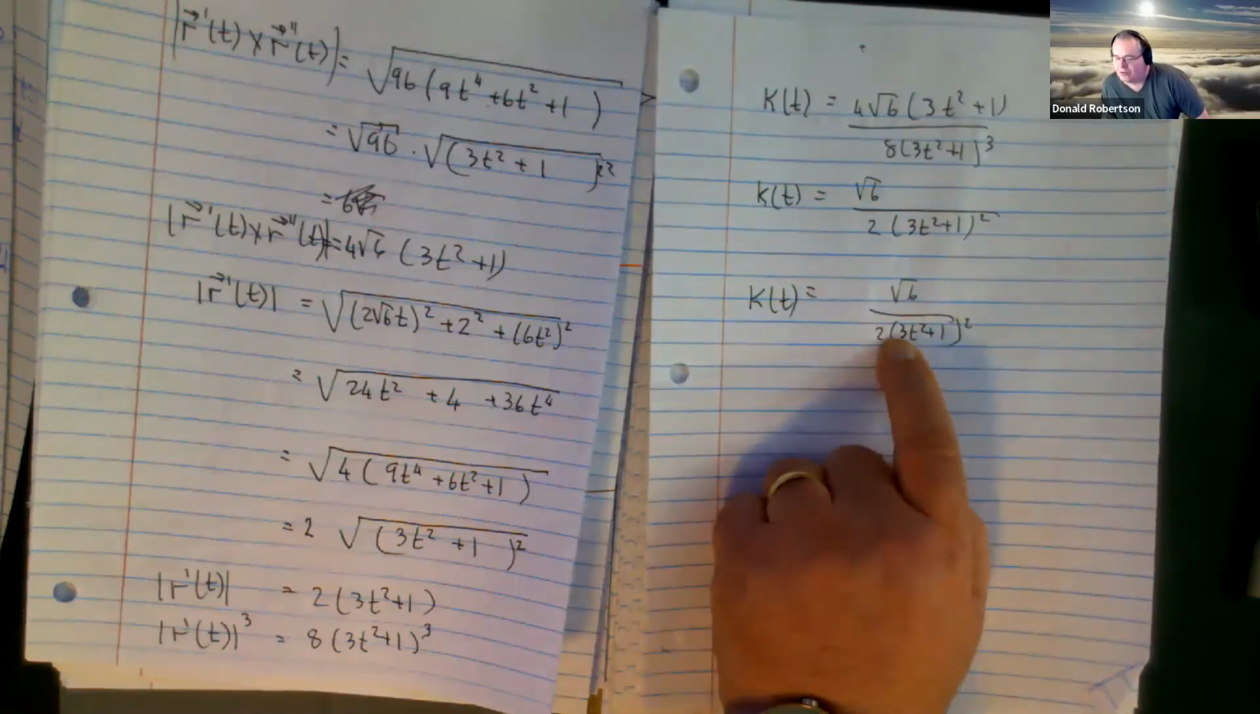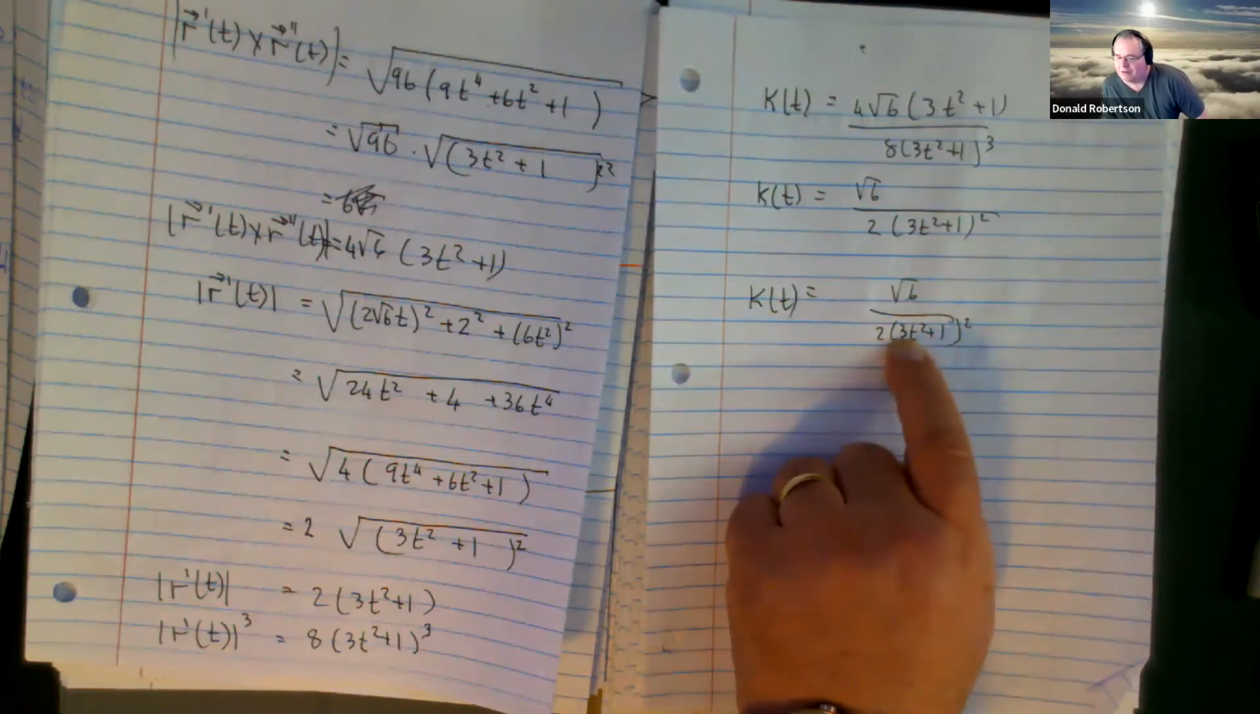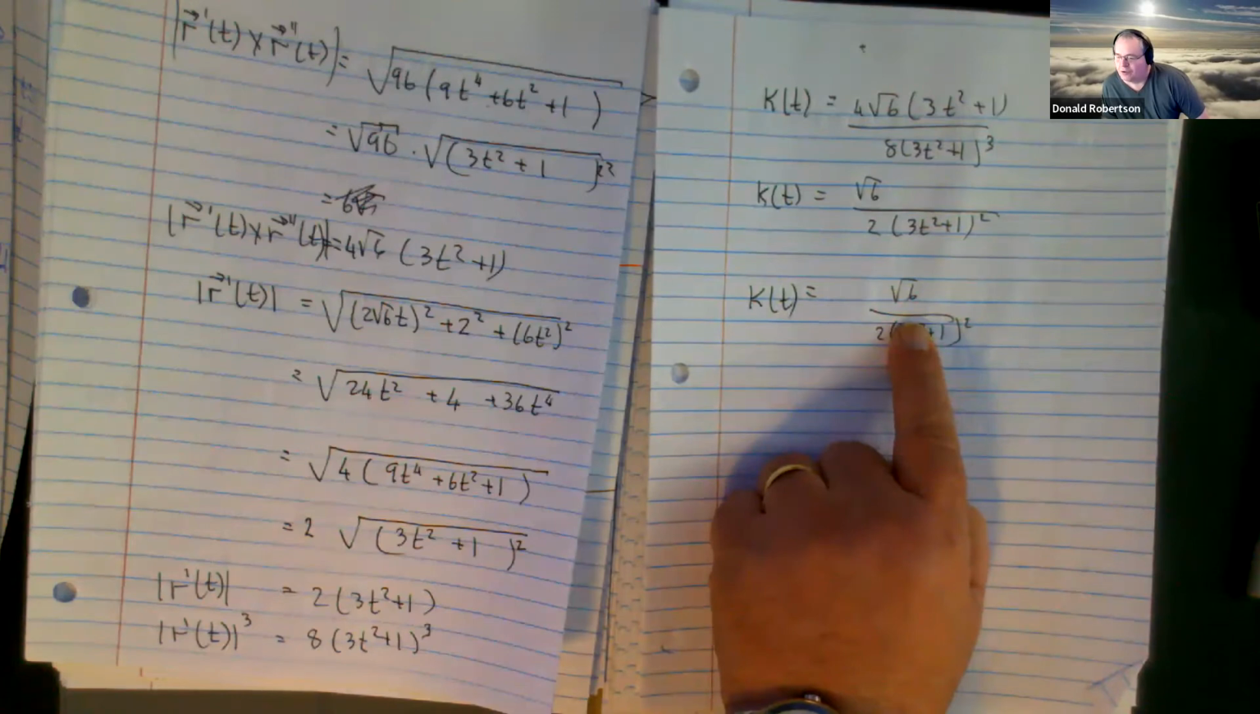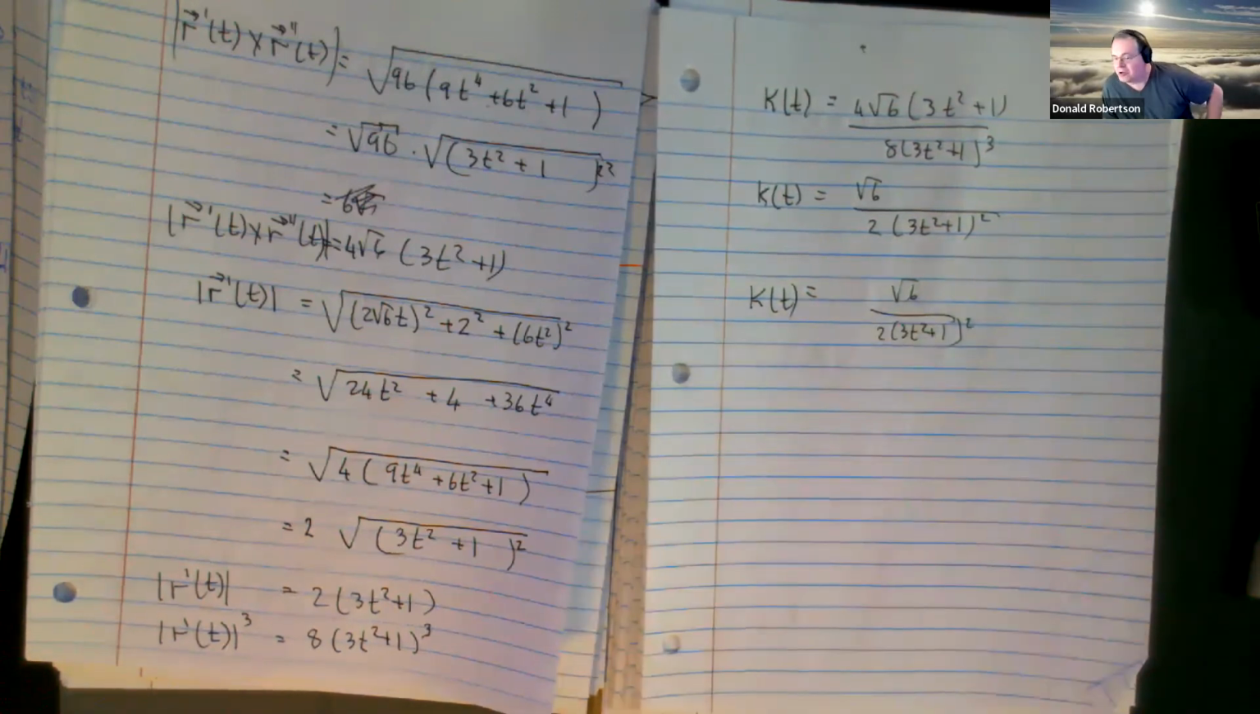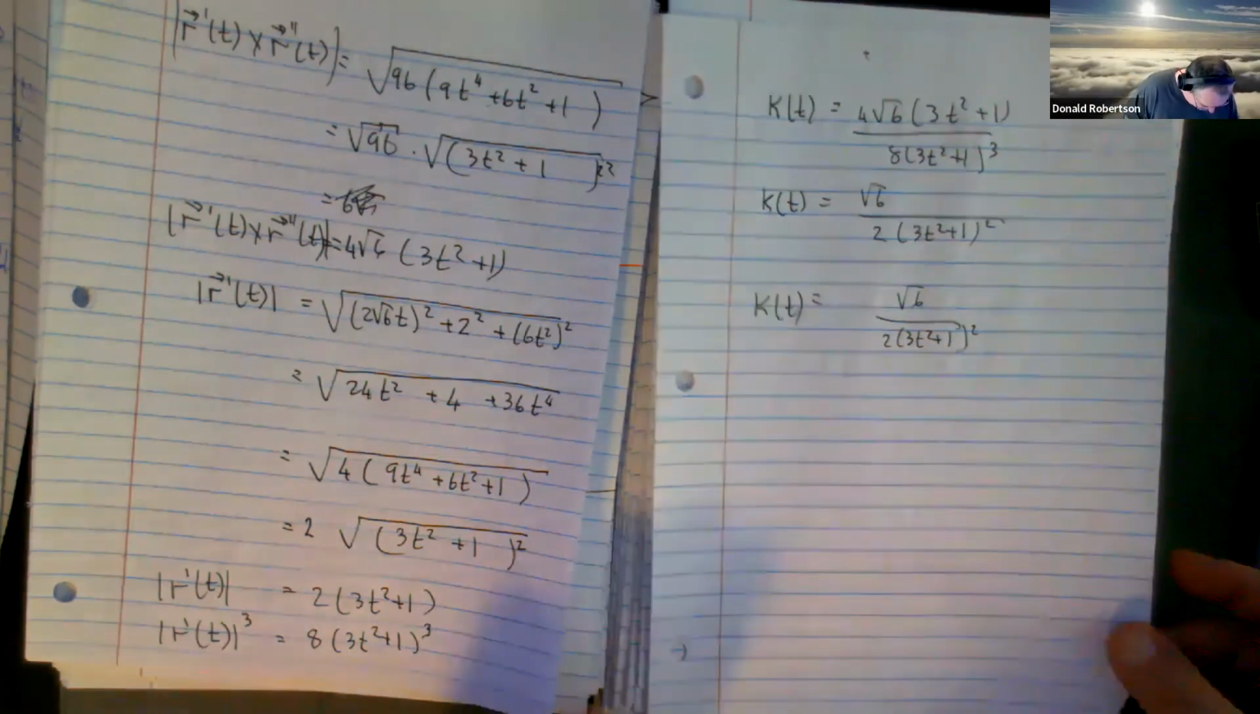Isn't the smallest this is ever going to be when t is 0? And when t is 0, that's 1. So √6/2 times 1 squared, which is no mistake. So I know that this shape starts off at its most curved, and then as time goes on, it gets more and more straight, whatever time it takes to do that.